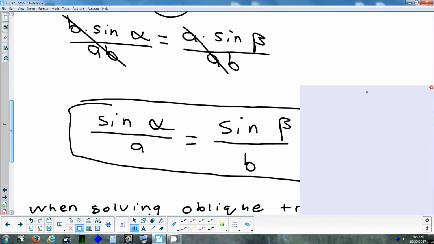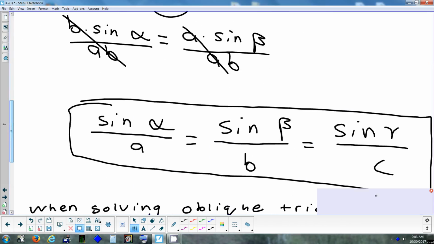But there's one more fraction. There's a third fraction. And based on the pattern, does anyone think they know what the third fraction would be without going through the whole thing? Yeah? The sine of gamma over c. Yeah, perfect. Sine of gamma over c. So those are the 3 parts to the law of sine. It's 3 fractions.